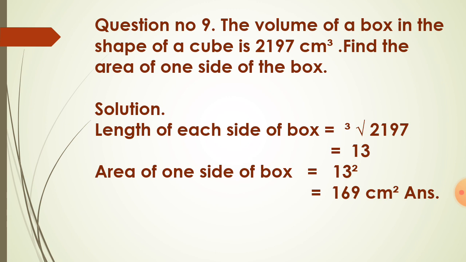Now we are going to find one side of the box, how much the length is. Area of one side of the box is equal to 13 square. The answer will be 13 multiplied by 13, which is 169 centimeter square.